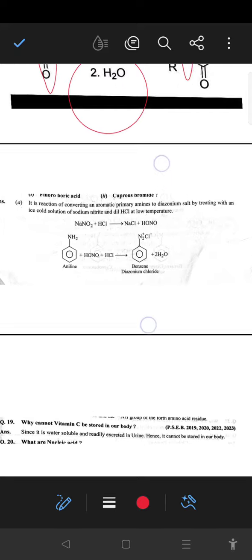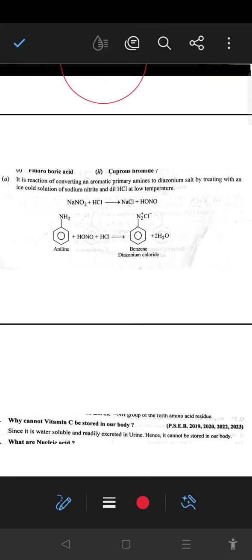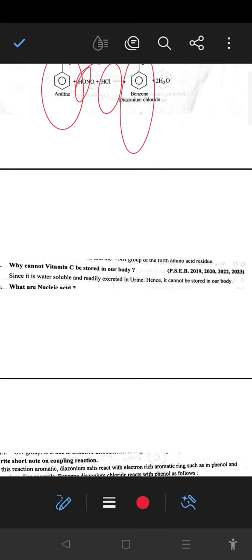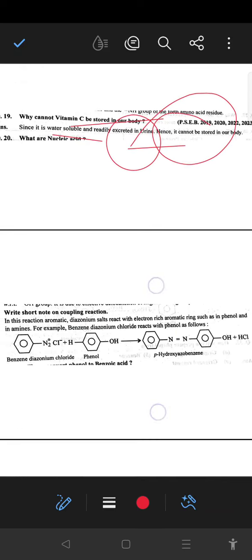Next question. Aniline reacts with nitrous acid and HCl to give benzene diazonium chloride. Okay. Next, why can't vitamin C be stored in our body? Since it is water soluble and readily excreted in urine, it cannot be stored in our body. Okay.